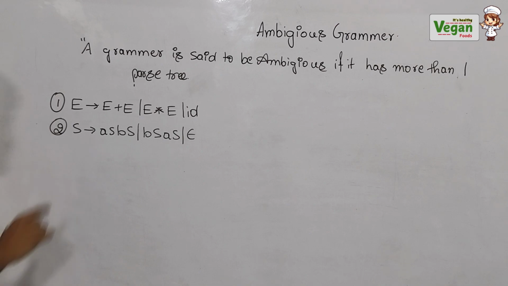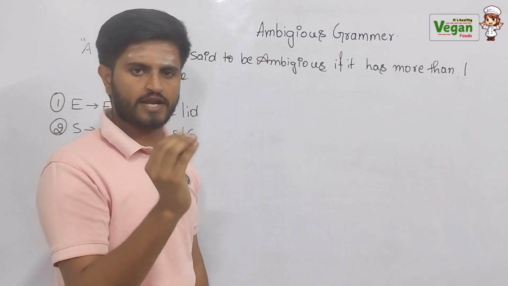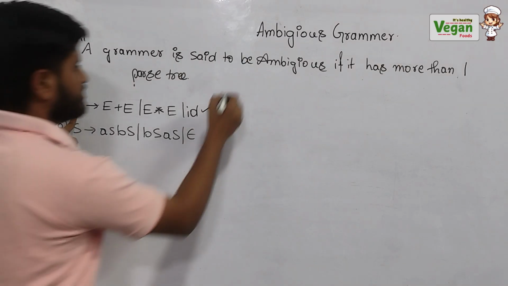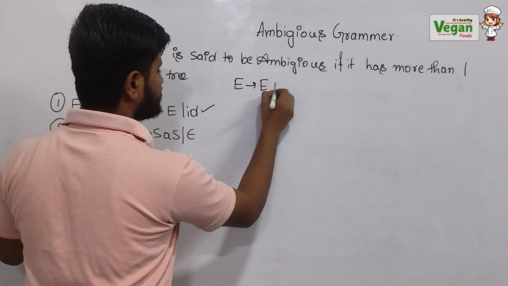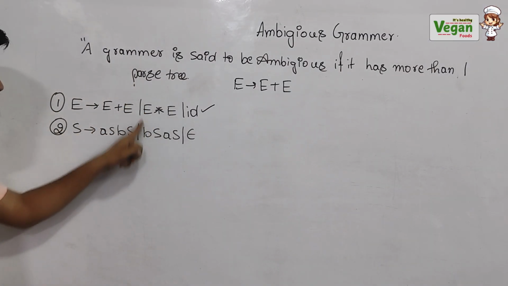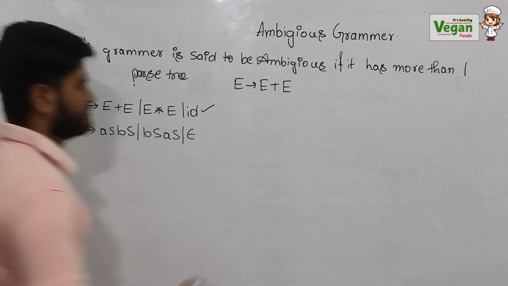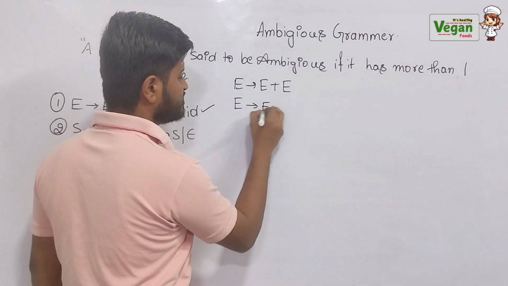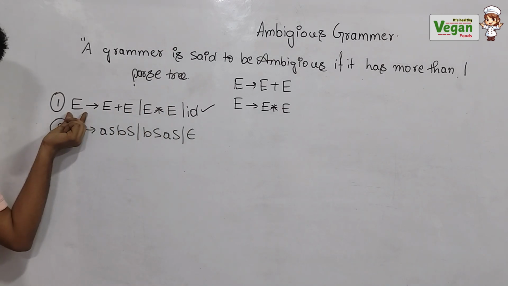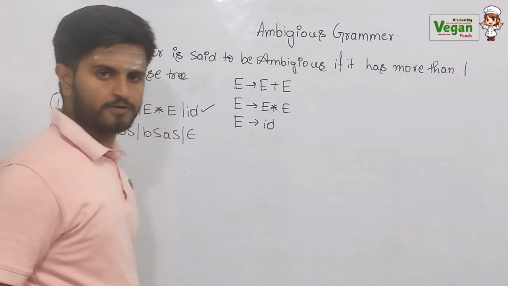Now let's consider these two examples and try to solve the problem on ambiguous grammar and check whether they are ambiguous or not. Now, first question. What is the production? E is producing E plus E. Next, another one: E is producing E star E. The slash represents a separate production produced by the same producer. Next, E is producing ID. So these are the three separate productions.